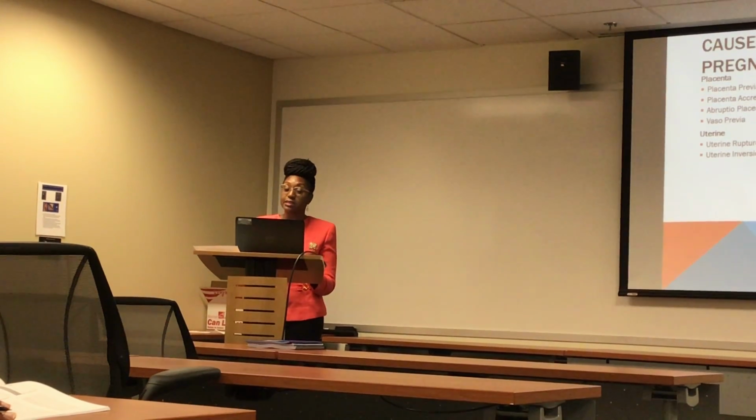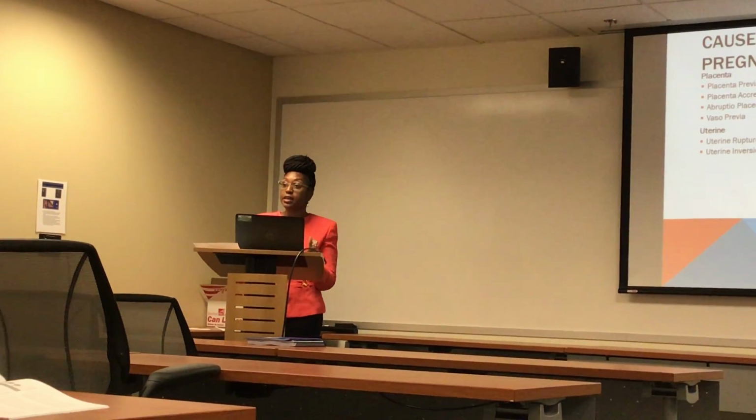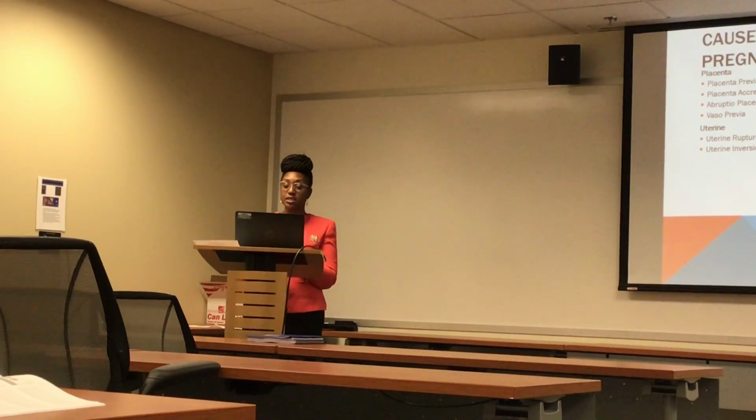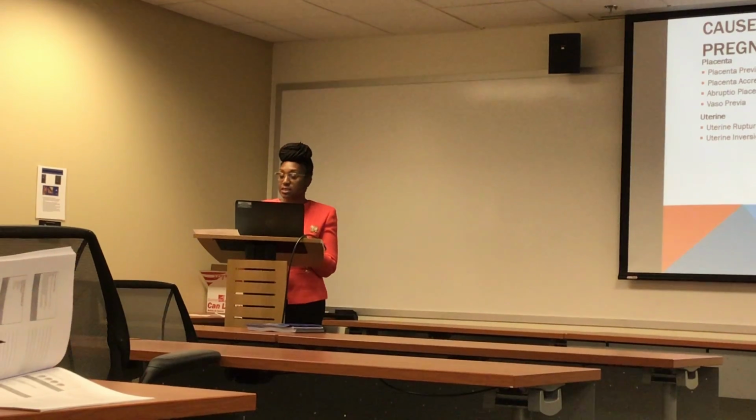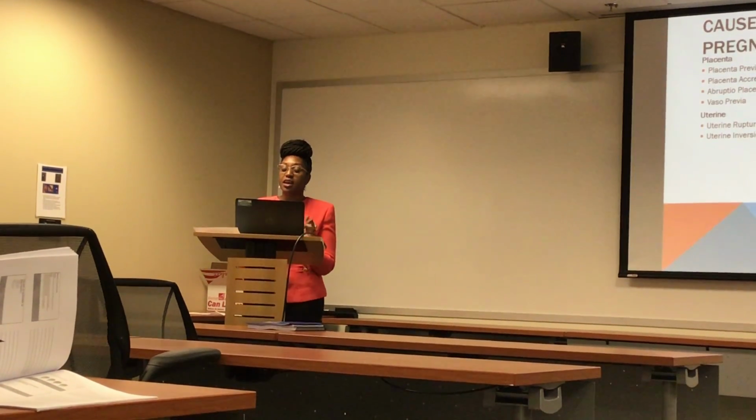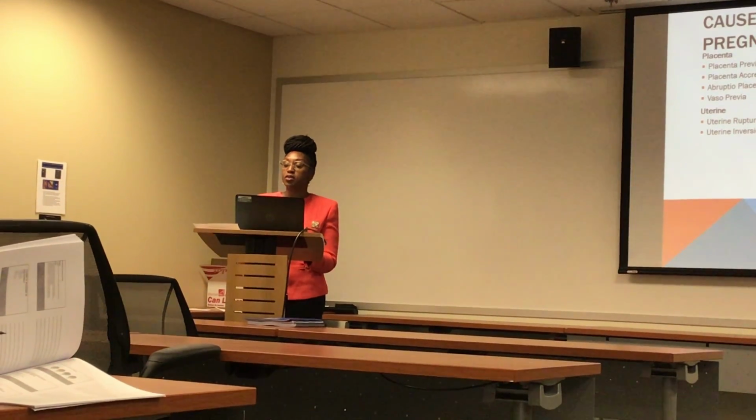Causes of bleeding in pregnancy are typically either placenta-related or uterine-related. So for the placenta, we'll discuss placenta previa, placenta accreta, abruptio placentae, vasa previa, and for uterine, uterine rupture and uterine inversion.